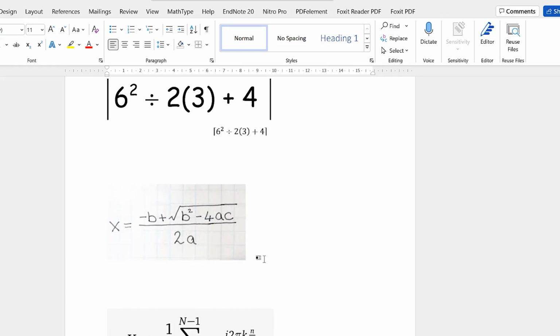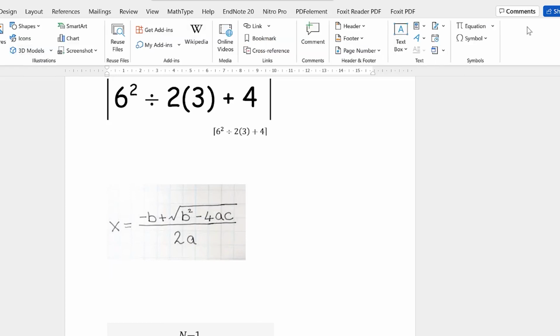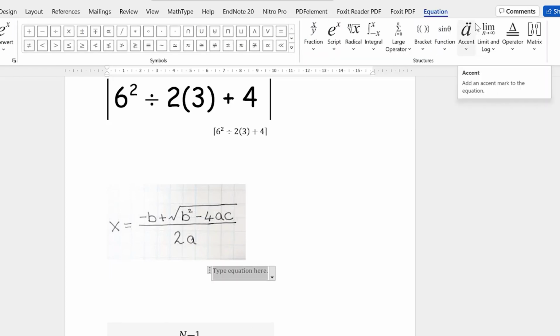So we can just write it: x equals minus b plus or minus square root of b squared minus 4ac all over 2a. So the first thing is to come to Insert again and come to Equations, and we start writing immediately. So x is equal to, you can put the equal sign from your keyboard, or you can put it from here. You can see the equal sign over here.